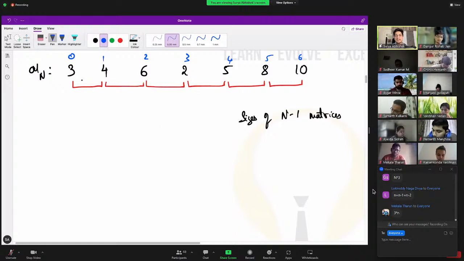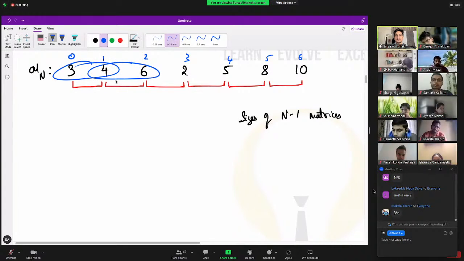If I have to multiply the first and the second matrix, then can you tell me what will be the number of iterations that it will take? 3 cross 4 and 4 cross 6 if I want to multiply. How many iterations does the matrix multiplication take here in this specific example?